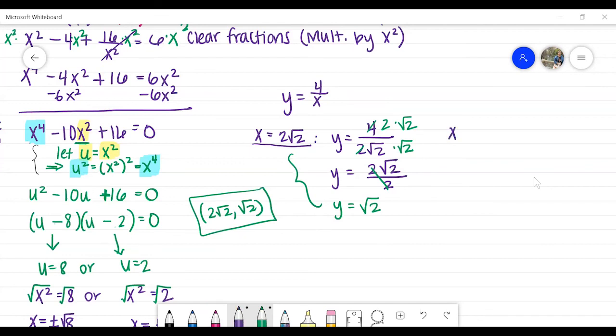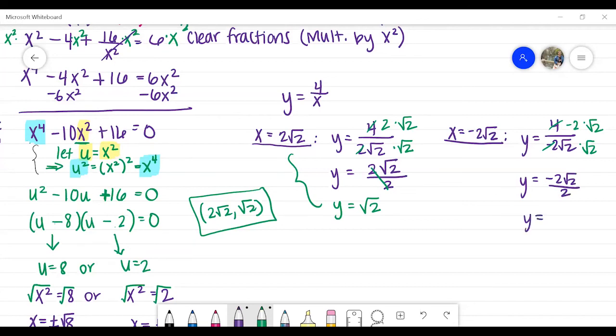We do the same thing. So x is equal to negative 2 root 2. Plug it in. So y is equal to 4 over negative 2 root 2. 4 and negative 2 cancel to be negative 2. And then we rationalize. So we end up with y is equal to negative 2 root 2 over 2. Y is equal to negative root 2. And that's your ordered pair. Same thing, but with square root of 2.